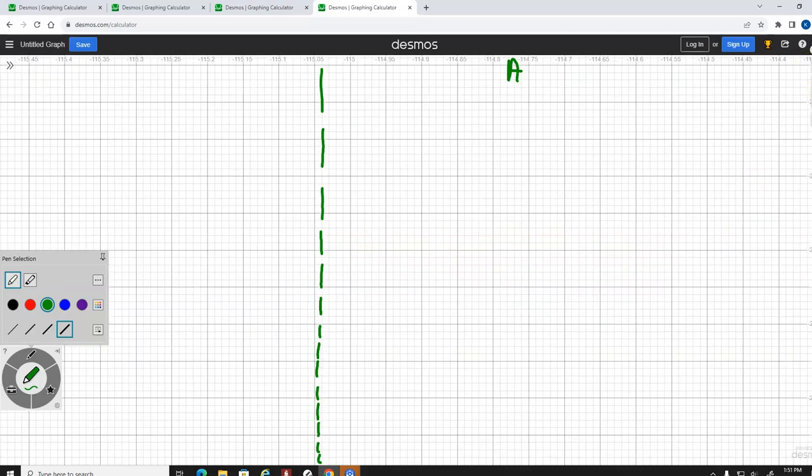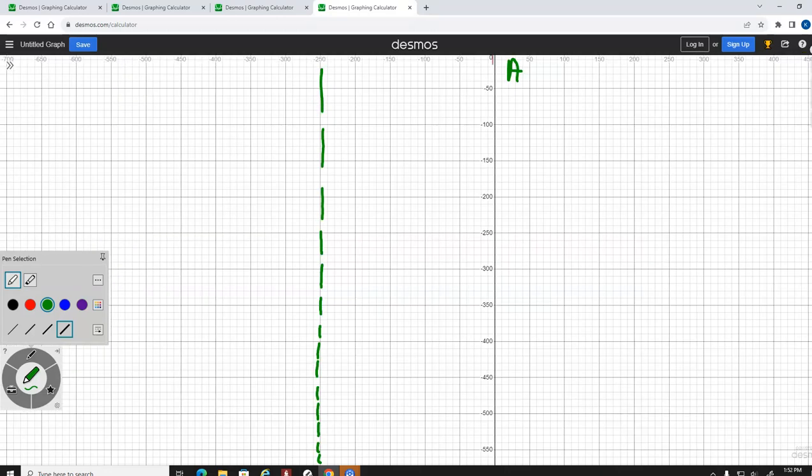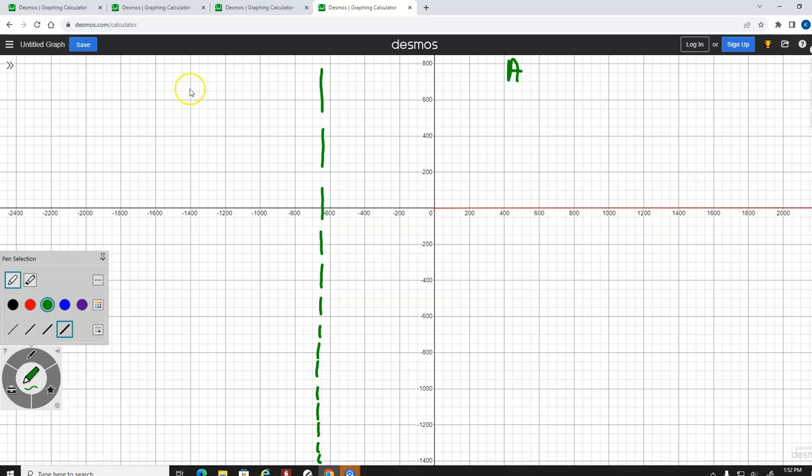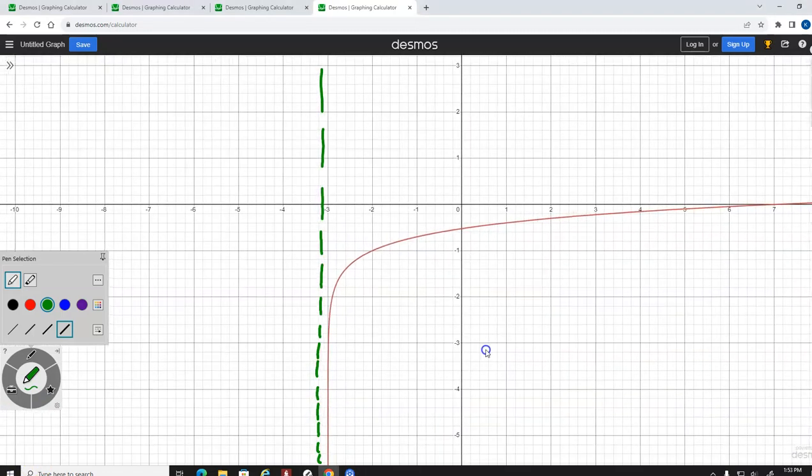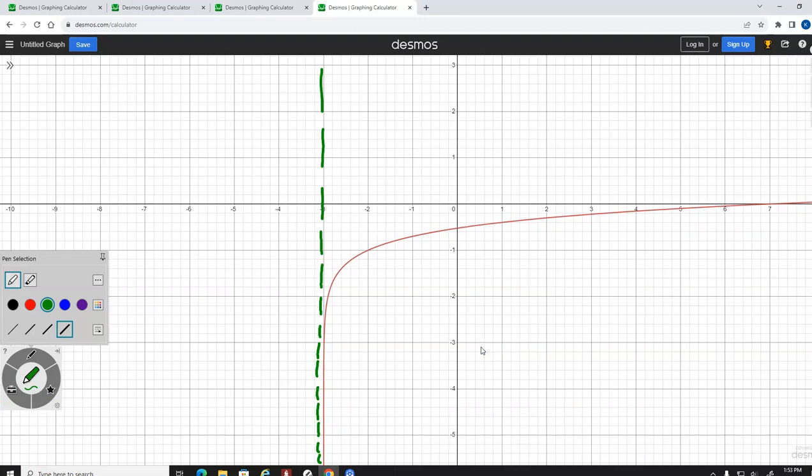Where did it go? Hold on. All right, sorry about that. So again, the asymptote right here. Let me move that graph down. It looks like it's going through negative 3. So that's going to be the flatter line. So again, my asymptote here is going through x equals negative 3.